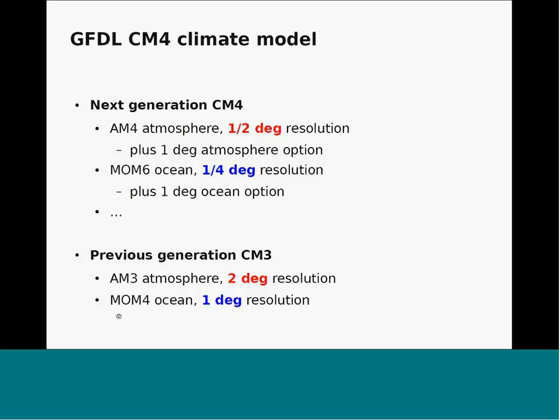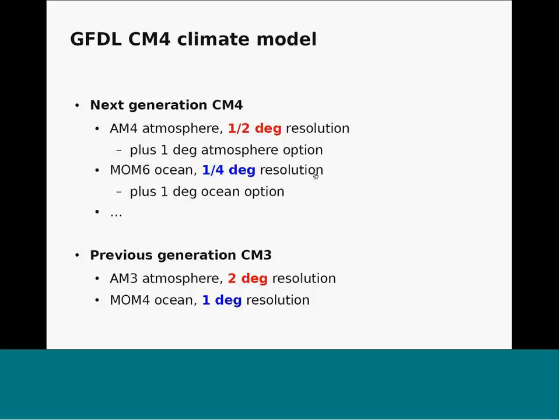So some of the headline targets of this model, for CM4: we are targeting a new atmosphere, which is called AM4, at a resolution of ½ degree, with an option to have a lower resolution atmosphere of 1 degree. In the ocean, the new model will be MOM6 with a target resolution of ¼ degree horizontal resolution. So this is a very substantial increase in resolution going from CM3 to CM4.